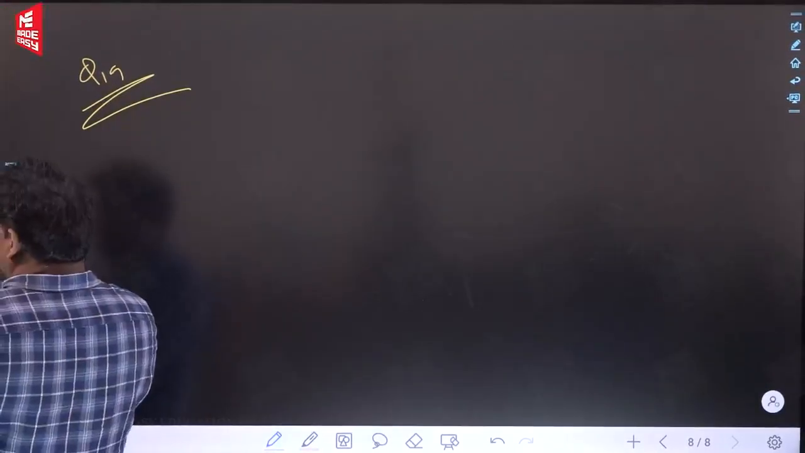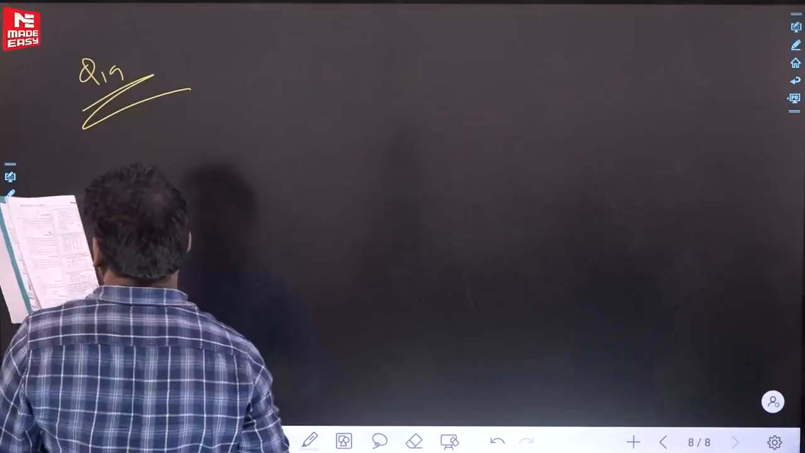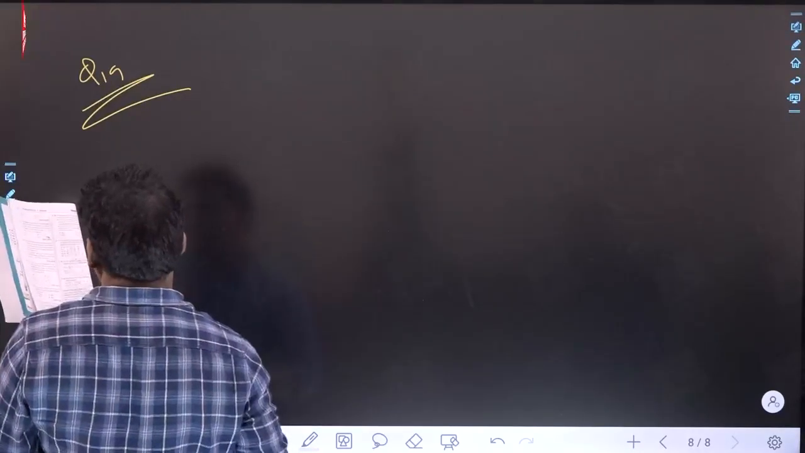Go to question number 19. Which one of the following arrays satisfies the max heap property? Something is given, max heap property. Everyone knows that a max heap or min heap is stored inside the computer in the form of an array. Which one is satisfying the max heap property?